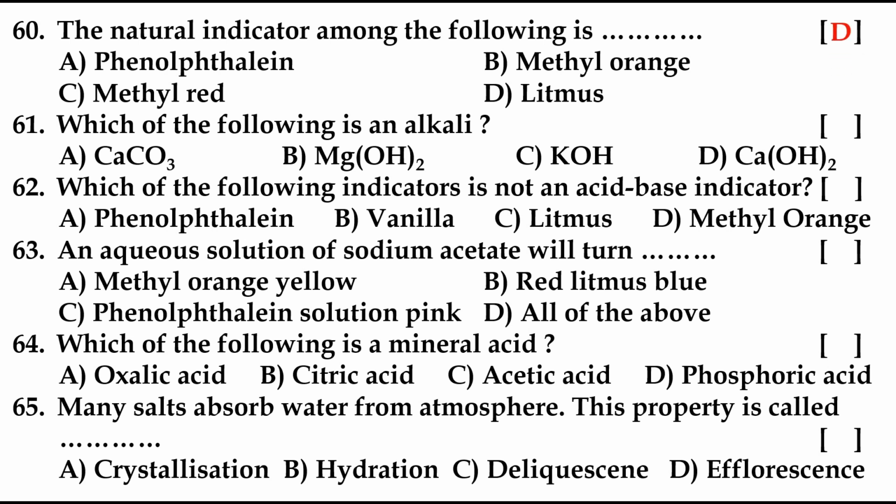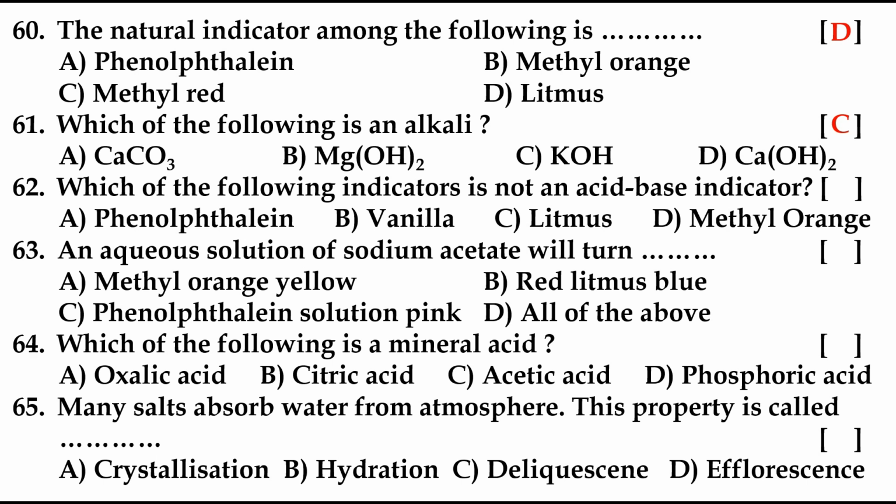61. Which of the following is an alkali? A. CaCO3. B. Mg(OH)2. C. KOH. D. Ca(OH)2. Answer is option C, KOH, potassium hydroxide.